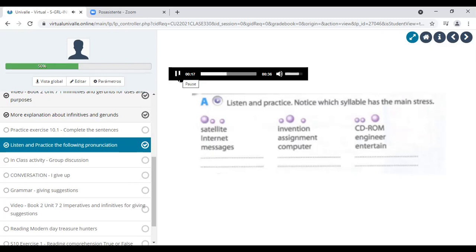Satellite. Internet. Messages. Invention. Assignment. Computer. CD-ROM. Engineer. Entertain.